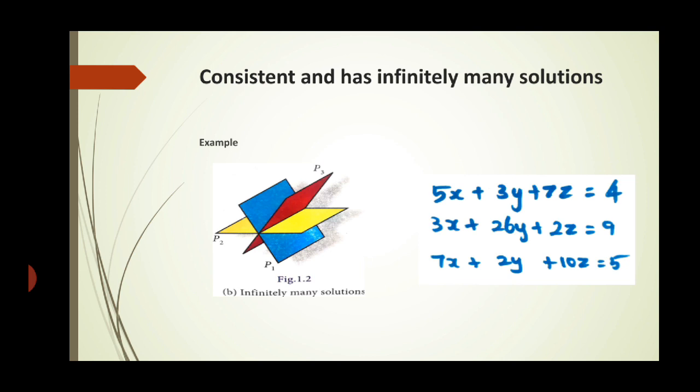So like that, here the blue and the yellow and the red, the meeting point in the corner, that thing is going to be the solution. So this is the diagrammatic explanation for this type.